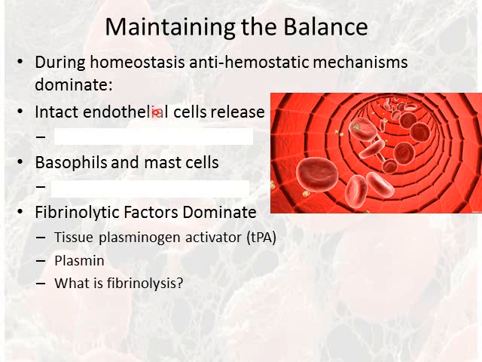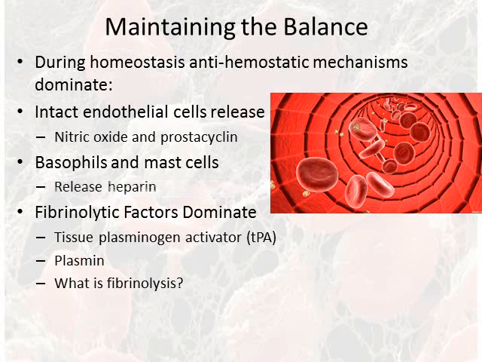A few things lead to blood not clotting when we don't want it to. One is the endothelial cells lining arteries. They release nitric oxide and also prostacyclin. These things go against clotting. Basophils and mast cells are both cells of the immune system. They release a chemical called heparin, which also prevents clotting from happening.